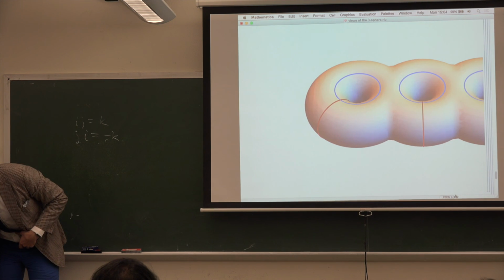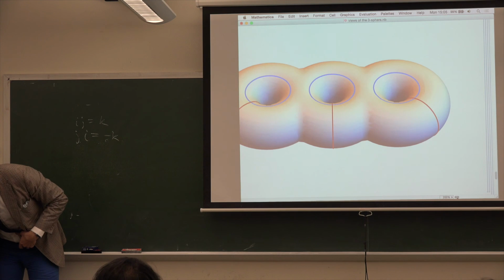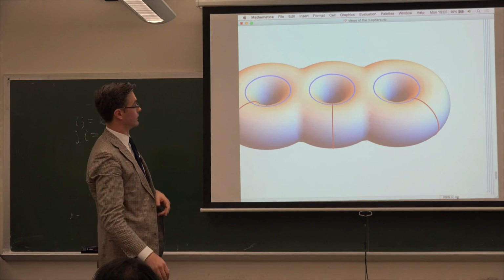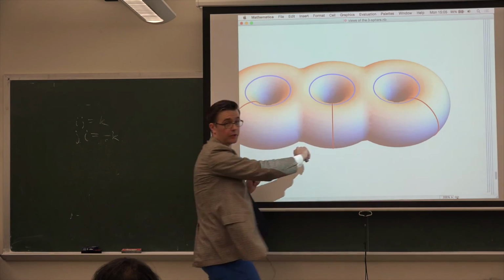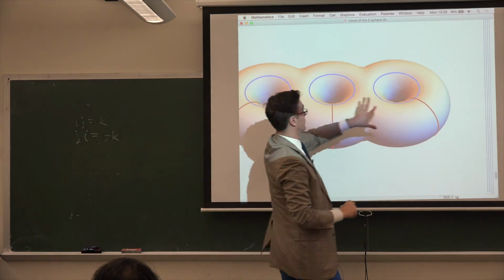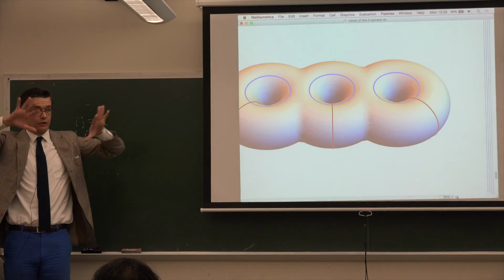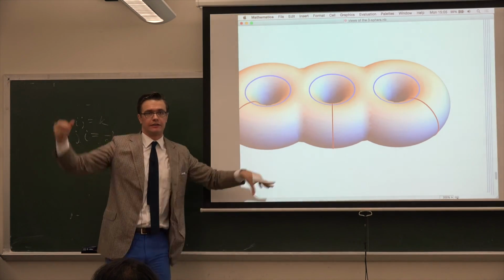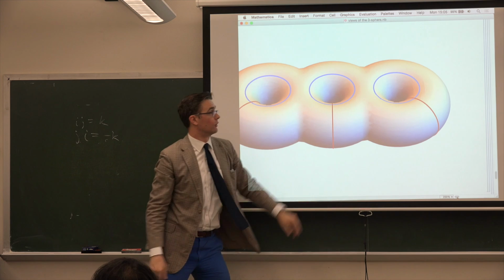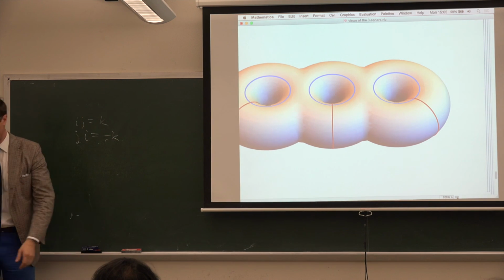I don't quite know what's going on there, but hopefully you can sort of see what's going on, right? Now I have this three-hole donut, and I have these three blue curves and these three red curves. And again, the idea is that you really have two solid three-hole donuts and you glue them together in such a way that's encoded by these six curves.